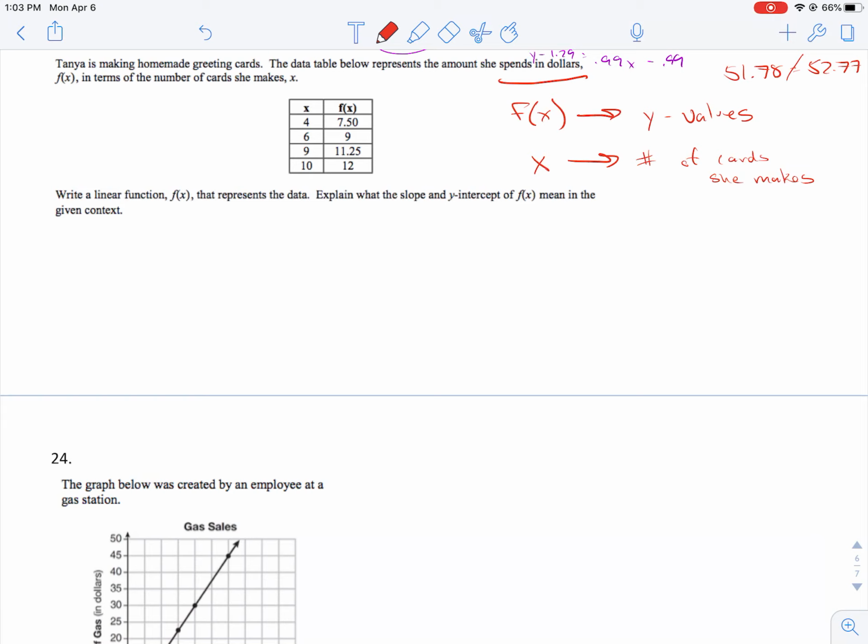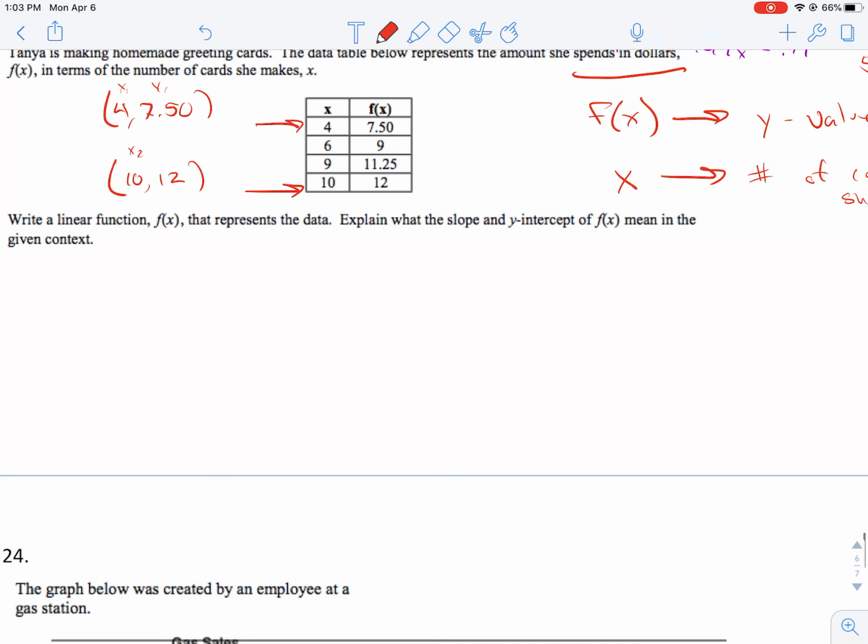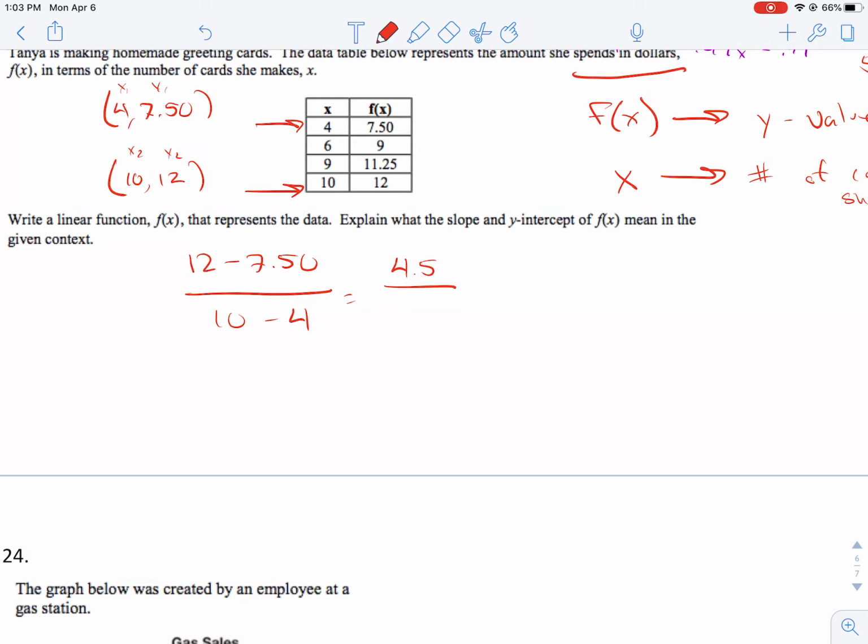Okay? So, write a linear function, f of x, that represents the data. Explain what the slope and y-intercept of f of x mean in the given context. Okay? So, we're going to have to come up with an equation here again. I see a couple points here. All right, so I'm going to go 4 comma 7.50 and 10 comma 12. So this will be my x1, y1, x2, y2. So I'm going to go 12 minus 7.50 over 10 minus 4.